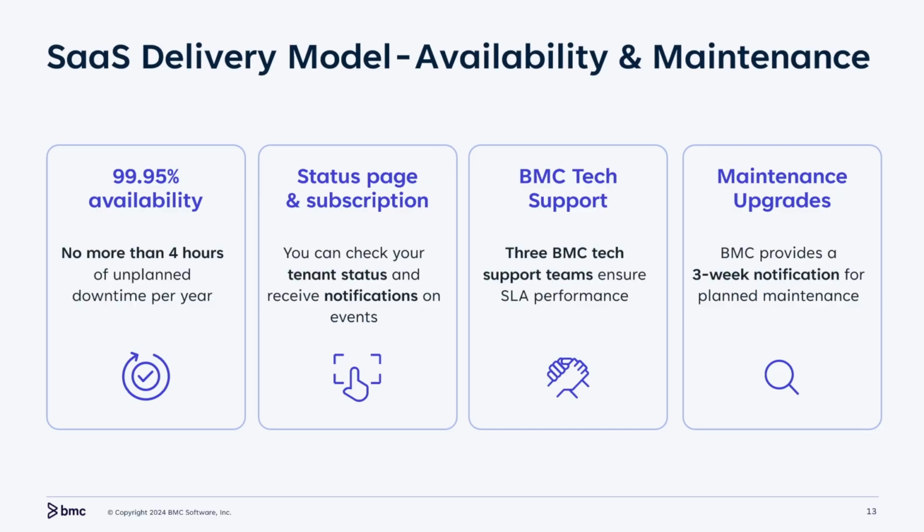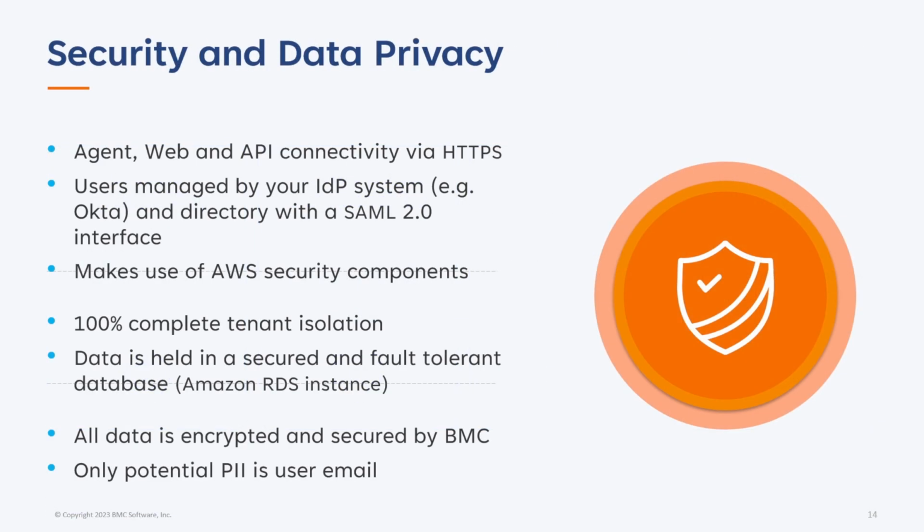There's also a status page to check your environment's health and to subscribe to notifications for service events. We also have BMC support available, which is in place to help ensure SLA performance and respond in case any issues occur. And finally, for maintenance upgrades, BMC provides a 3-week notification for planned maintenance, so upgrades are predictable and communicated well in advance.